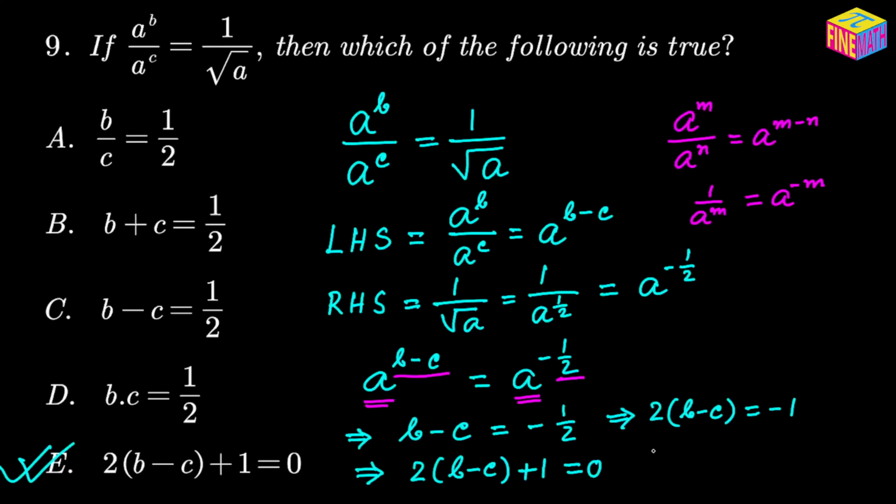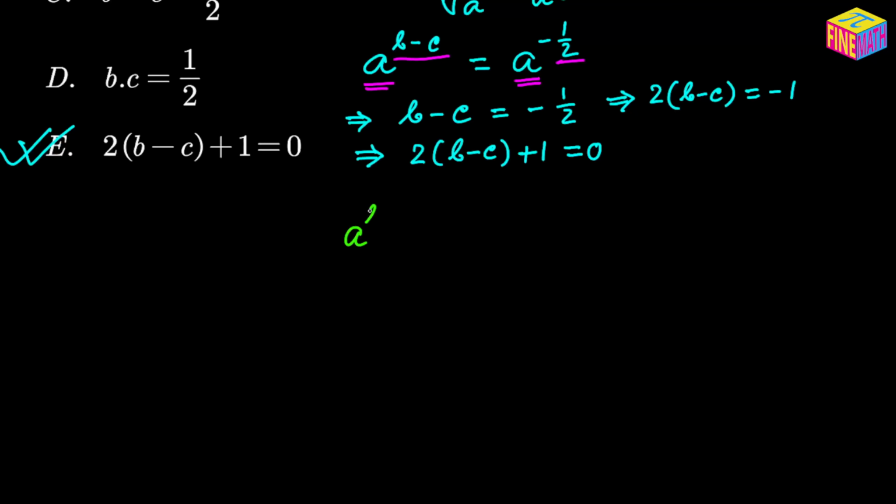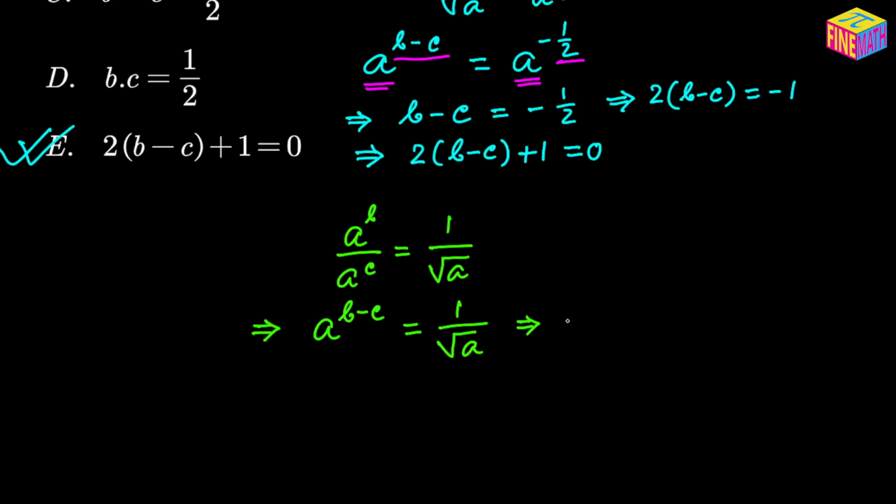We could have solved it another way also, so let's give that a try. We had a to the power b over a to the power c is equal to 1 over square root of a. From here, we can say a to the power b minus c is equal to 1 over square root of a. And then a to the power b minus c times square root of a. I'm just doing a cross multiplication, bringing the square root of a to the left hand side. Then on the right hand side we are left with 1. So a to the power b minus c times a to the power 1 half, because square root gives an exponent of 1 half, is equal to 1.